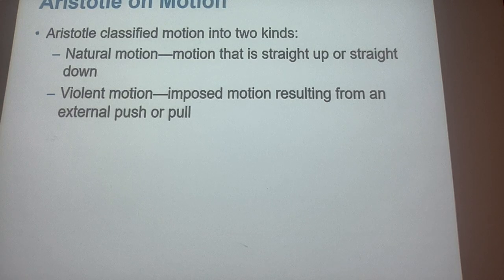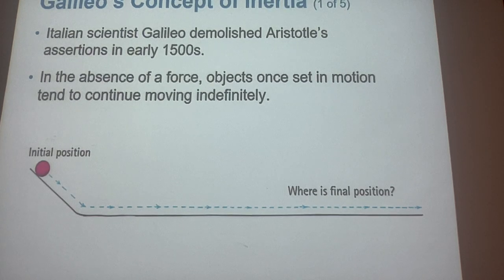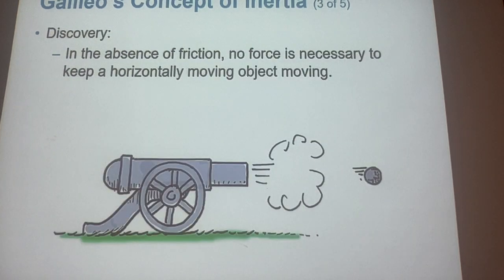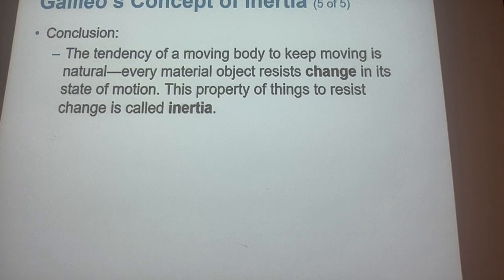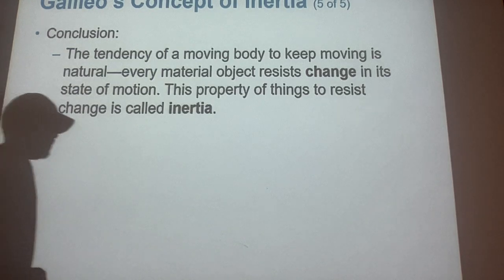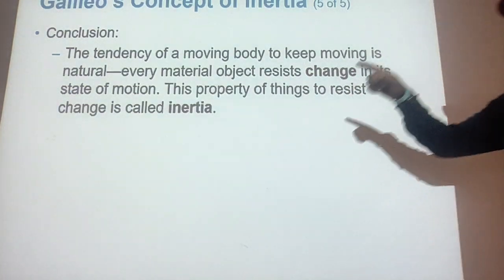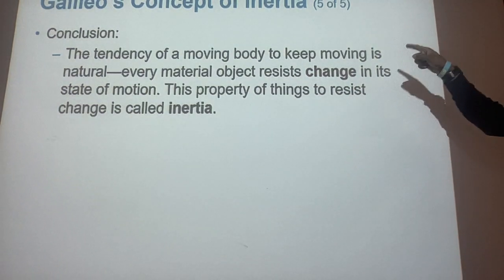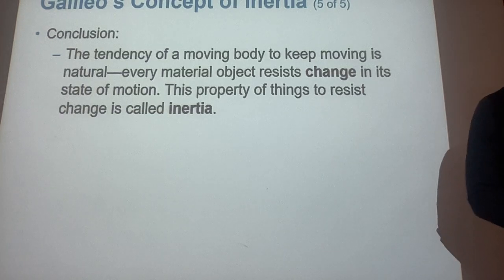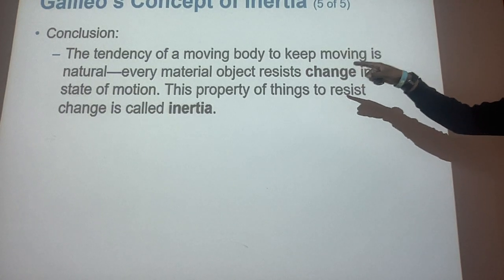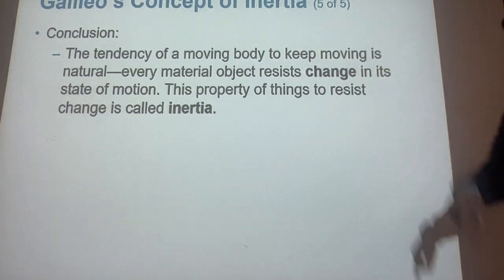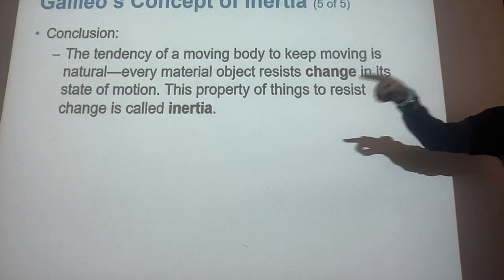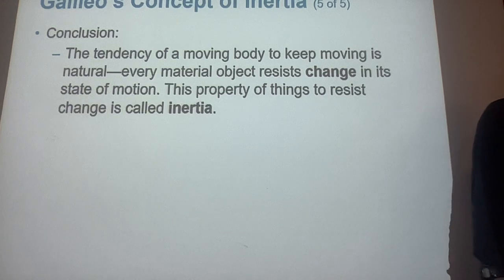Like I said, Aristotle classified motion in two kinds, blah, blah, blah. Then Galileo came behind him and did something else on inertia. That's not important. All those things are not important, except until we get here. The tendency of a moving body to keep moving is natural. Every material object resists change in its state of motion. This property of things to resist change is called inertia.